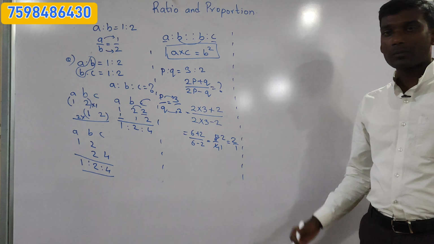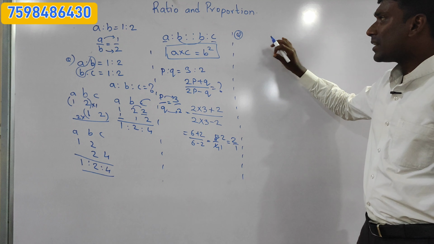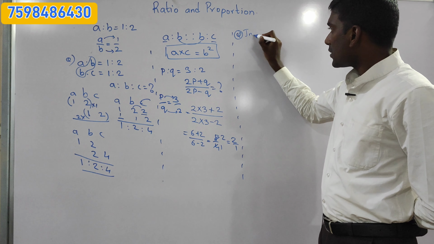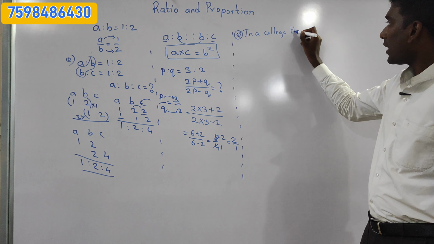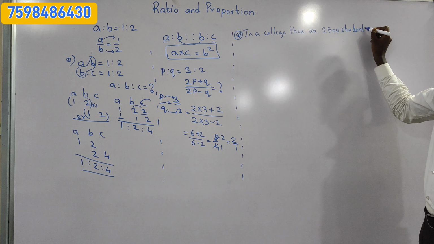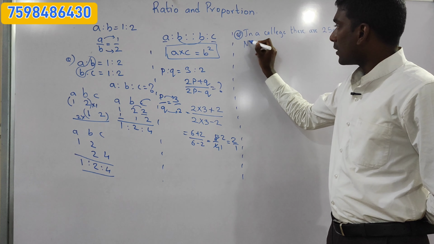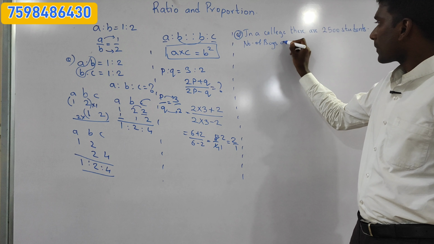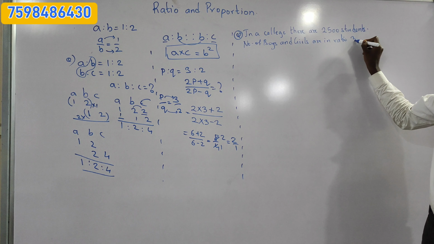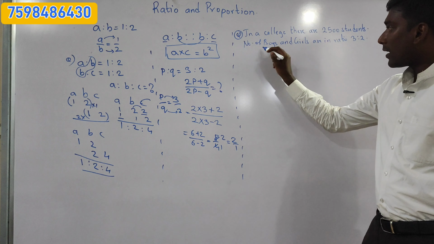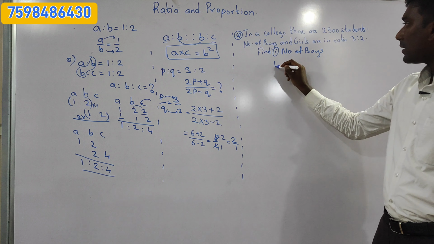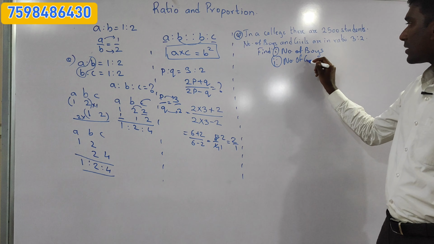Now let us try to solve a word problem, the easiest word problem, and with this problem you can understand different varieties of word problems also. So the question goes here: in a college there are 2,500 students. The number of boys and girls are in the ratio 3:2. This is the question given, and you need to find the number of boys, and second, find the number of girls. Imagine these are the two questions.